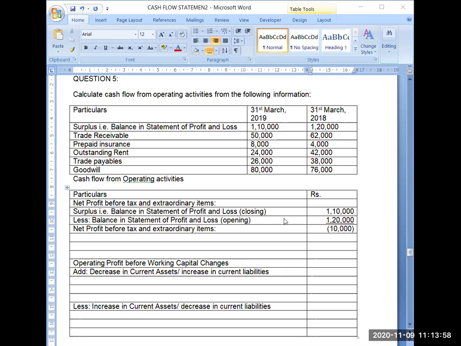Okay. Now this is my loss. So here, instead of writing profit, I will write net loss.